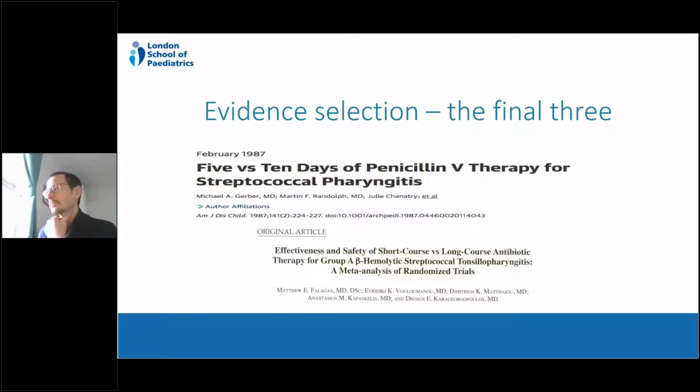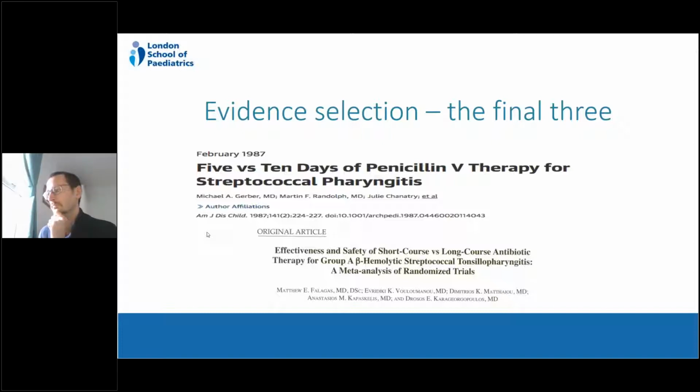The first paper was by a group of American pediatricians that was published back in 1987, so quite a while back. And then there was also a systematic review that pulled in studies comparing shorter and longer courses of the same antibiotics. And there were about 5 studies on penicillin V.